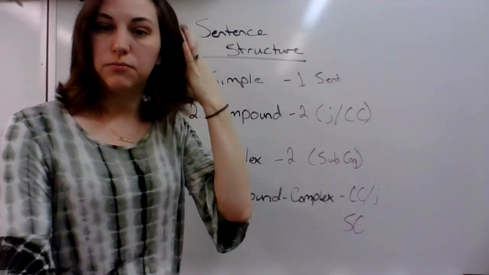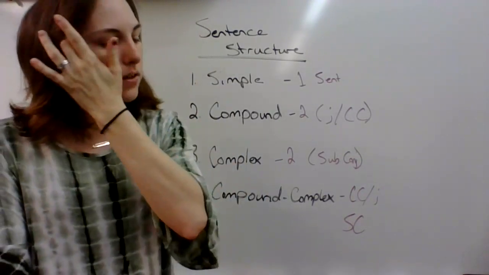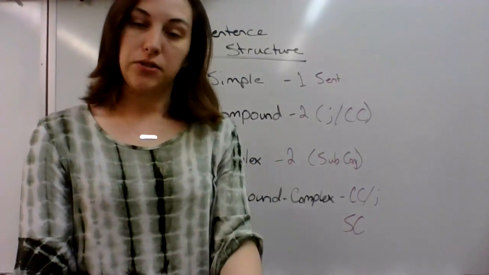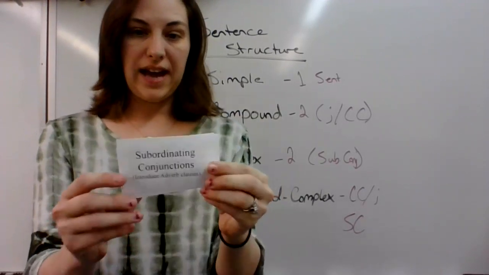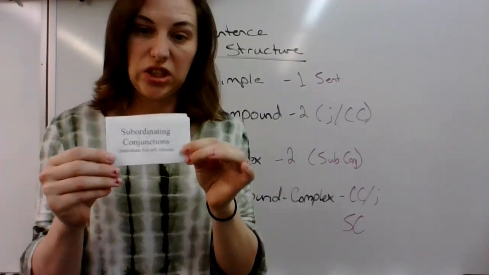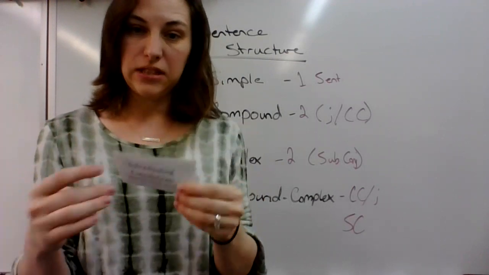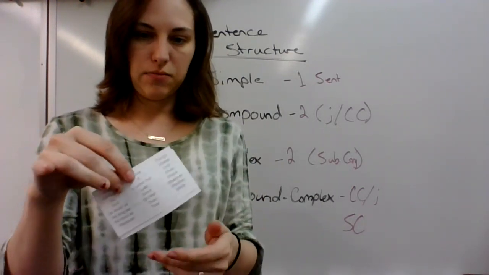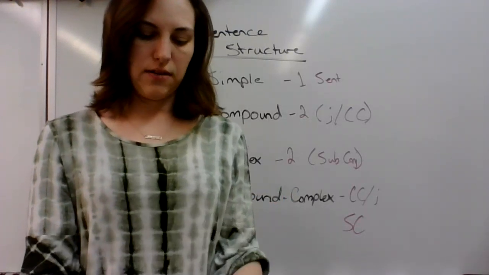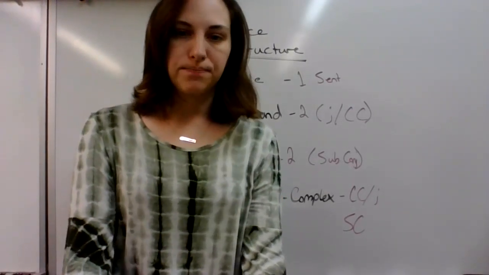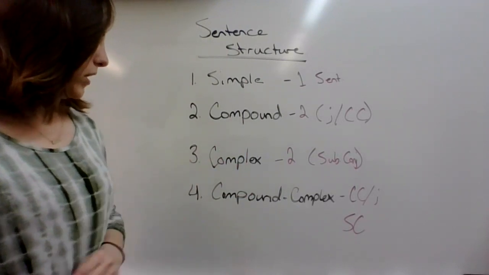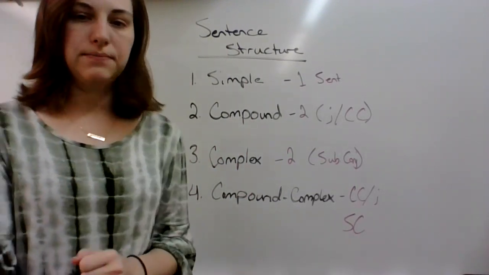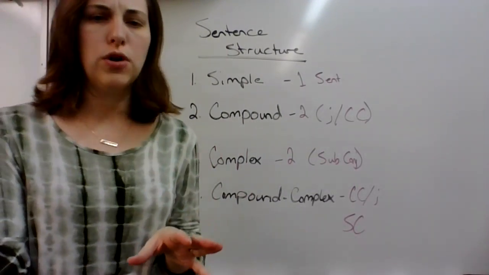Maybe you want to get some notebook paper, get something to write down on. If you have your subordinating conjunctions note card, I know we made some in class, if you want to take some time and write them down again real quick. Of course, you're going to need to know them because they correlate with one of the sentence structures, but this is just a quick overview.